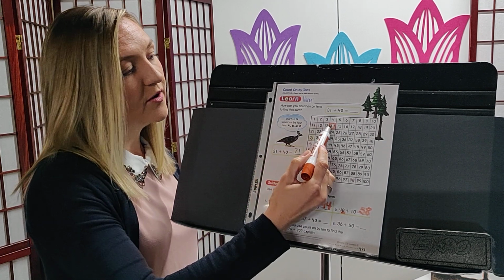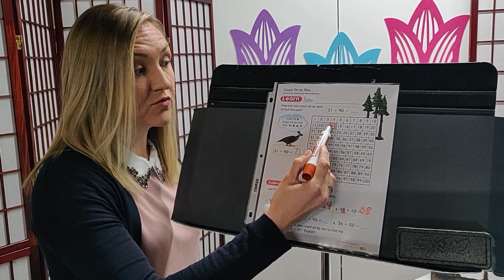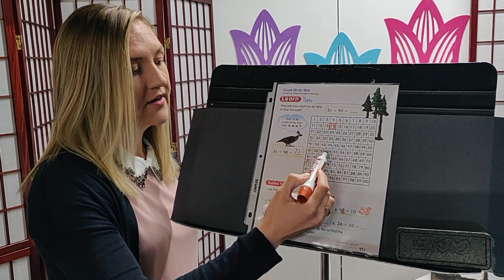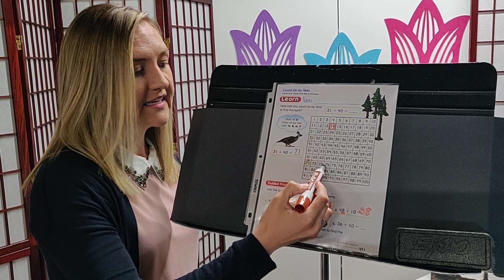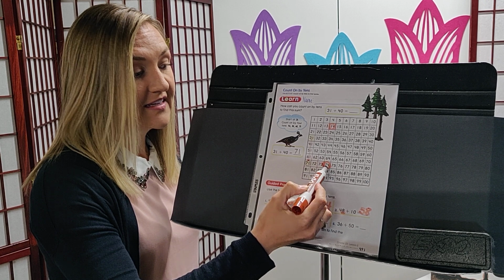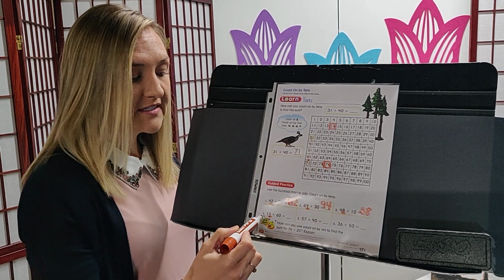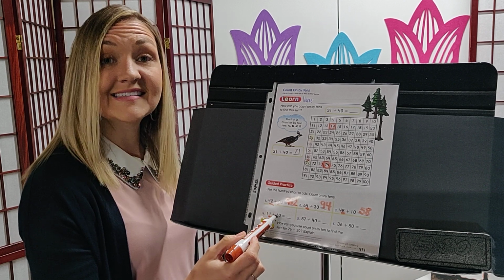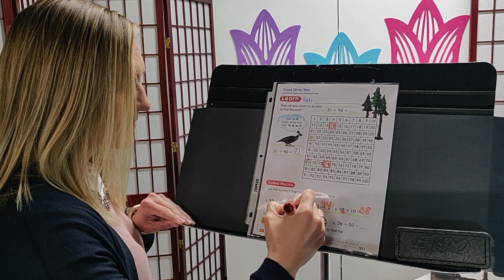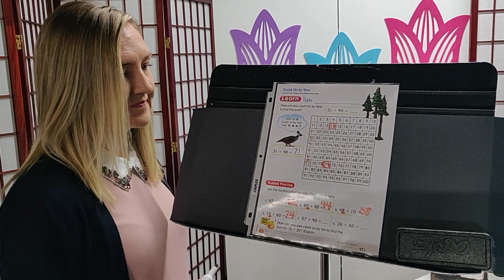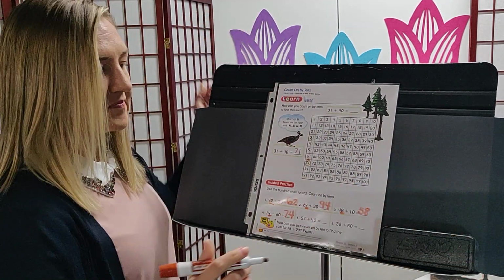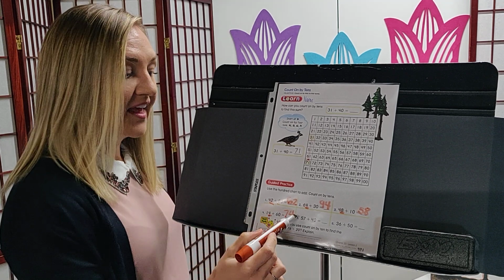So we will get to go to our 14 and scoot down 6 times. Ready? Begin. 1, 2, 3, 4, 5, 6. Where did you land? You should have landed on 74. 14 plus 60 is equal to 74. Let's keep going. We've got 2 more on this side.